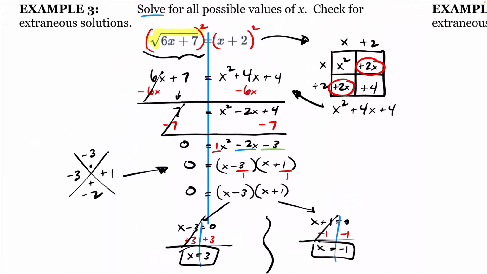Before I go on, though, I have to check. So you're going to use your calculator to see if both sides are the same. Okay? So the first thing you're going to do is you're going to plug in 3 for x. Well, it's 6 times x. So 6 times 3 is 18, plus 7 is 25. Square root of 25 is 5. Do I get the same answer when I plug it into the other side? 3 plus 2? Yeah. You get 5 on both sides.